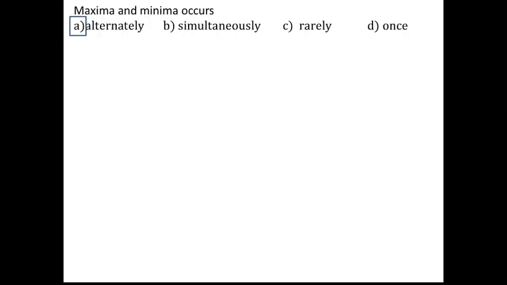So let's have the next question. Maxima and minima occur alternately, simultaneously, rarely, or once? As per the theory of maxima and minima, we know that every maxima is followed by minima and vice versa. So between two maxima there is always one minima, or between two minima there is always one maxima. So they occur alternately. In this way we have covered a total of 20 important questions on differential calculus.